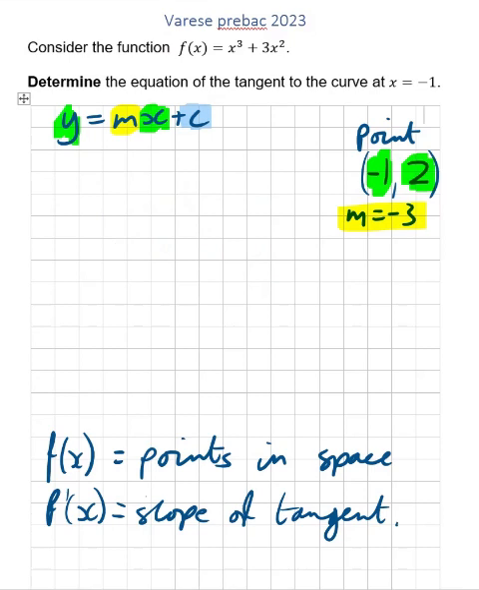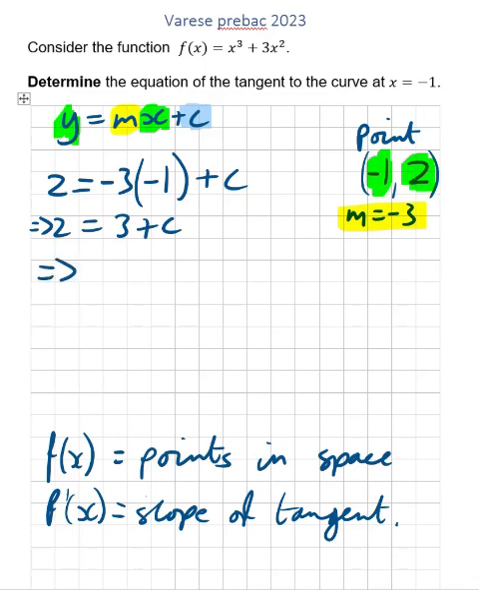So my y is going to be 2. I'm taking that straight from my point over here. That's going to be equal to the slope, which we said was -3, times my x value, which was -1, and then plus c. Sticking that together, that's 2 is equal to 3 plus c. Therefore, c is going to be equal to -1.